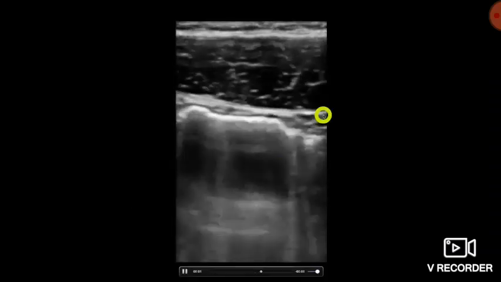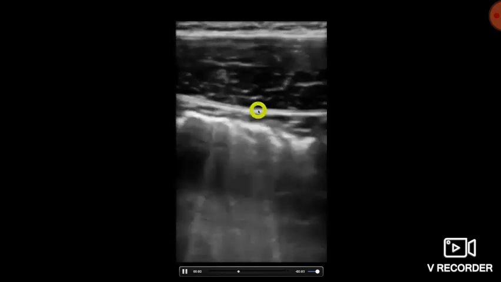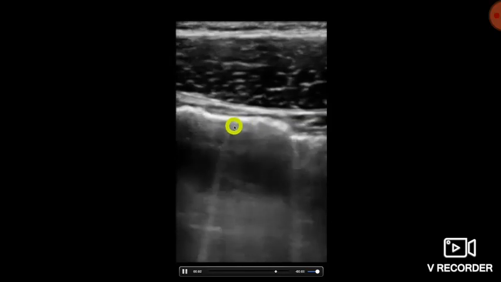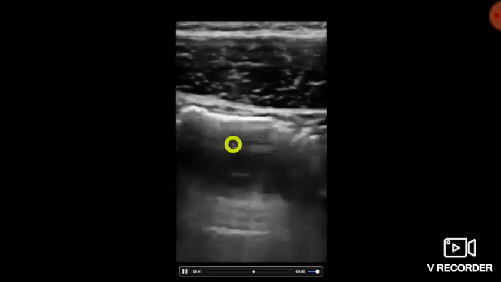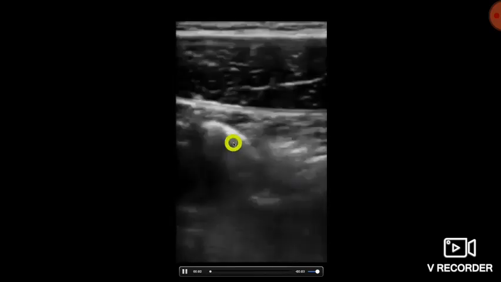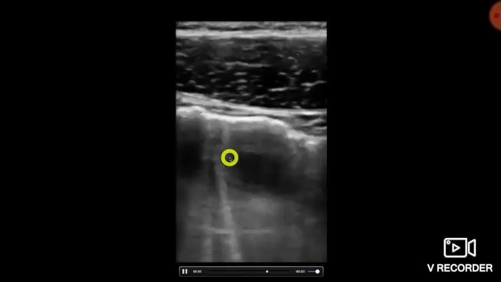Here is another example. This is the peritoneal stripe, so it's this kind of white stuff right here. And over here we see bowel. This bowel can have some reverberation artifacts in it, some B lines, maybe a little A line down here. This is what not free air looks like.